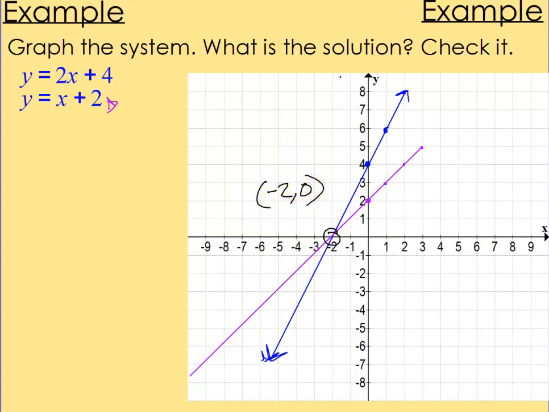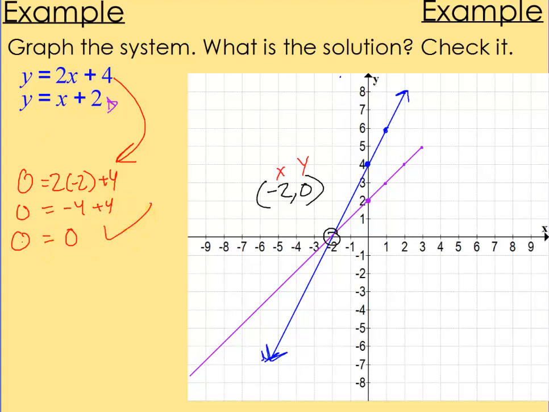So let's check that those are my solutions. If I plug that into the top one, I'm going to plug the top one first. That's my x and that's my y. I'm going to get 0 equals 2 times -2 plus 4, which means 0 equals -4 plus 4, which is 0 equals 0, and that checks out.